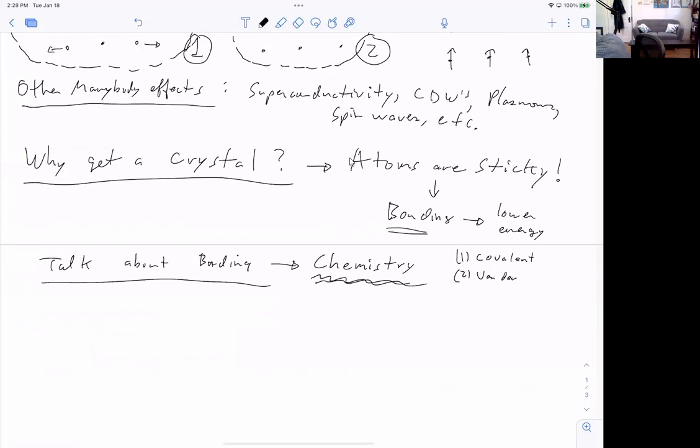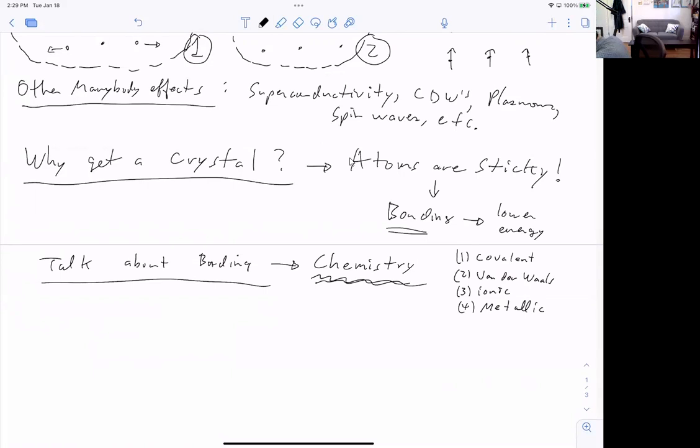Van der Waals. Third type is ionic. Fourth type is metallic. And so those are the ones that we will talk about. There's other types, like you could talk about coordination bonding. There's all kinds of bonding in chemistry and combinations of the bonding, and it's quite complicated, and that's why chemistry is a whole other field.